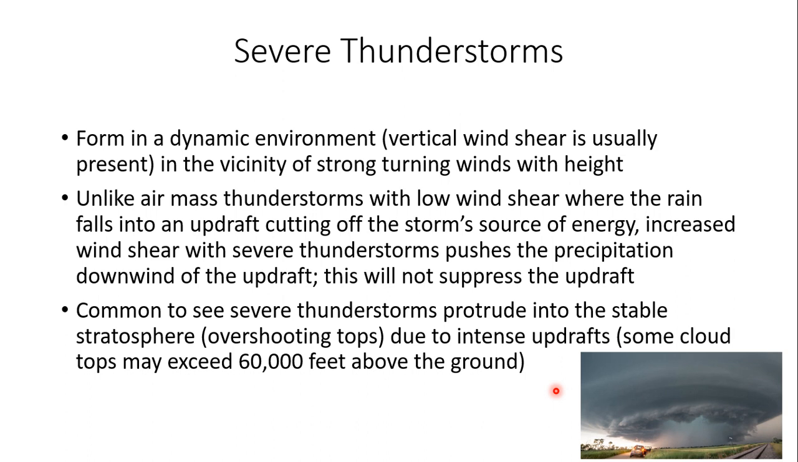It's common to see severe thunderstorms protrude well up in the vertical in the stable stratosphere. So you see the overshooting tops most likely with severe thunderstorms due to intense updrafts. In some cases, severe thunderstorm cloud tops may exceed 60,000 feet above the ground.